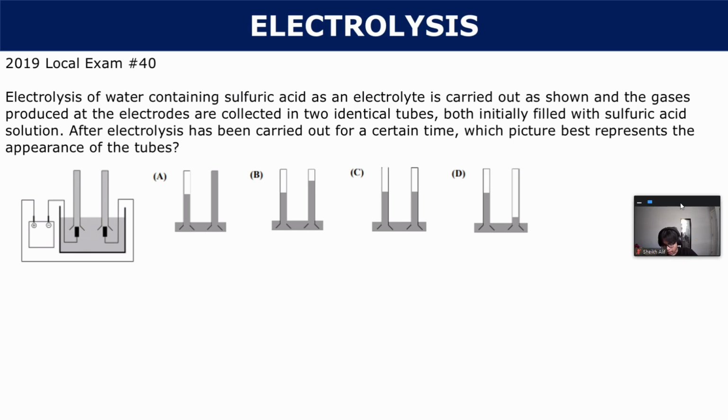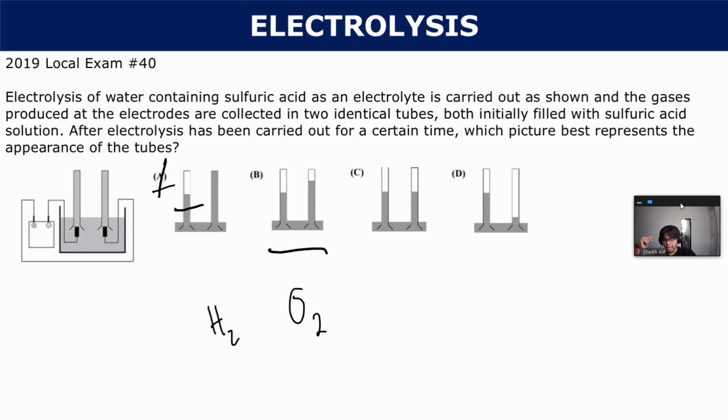So let's keep reading. Carried out as shown, and the gases produced at the electrodes are collected in two identical tubes, both initially filled with sulfuric acid solution. After electrolysis has been carried out for a certain time, which picture best represents the appearance of the tubes? Remember, since we're doing the electrolysis of water, one of the tubes is going to have double the gas of the other. So you can see in A, one tube has collected a bunch of gas and one tube has collected no gas. Now, that would not be realistic because what we're producing is hydrogen gas and oxygen gas. And these are both gases, so they would all evolve to the top.